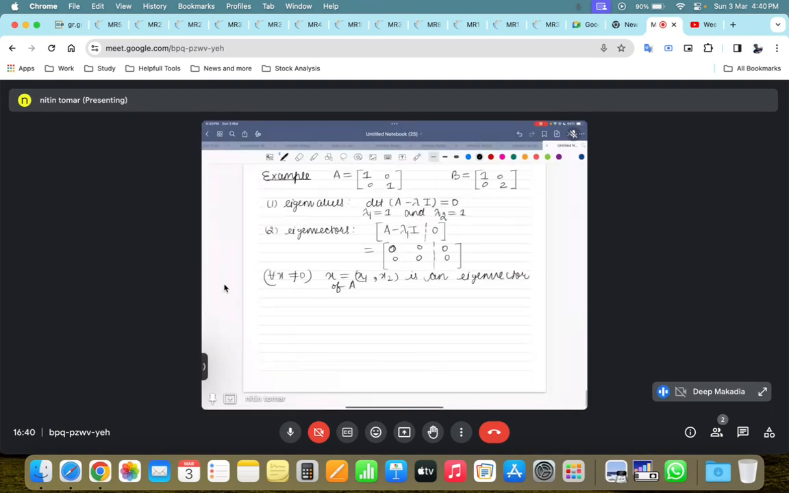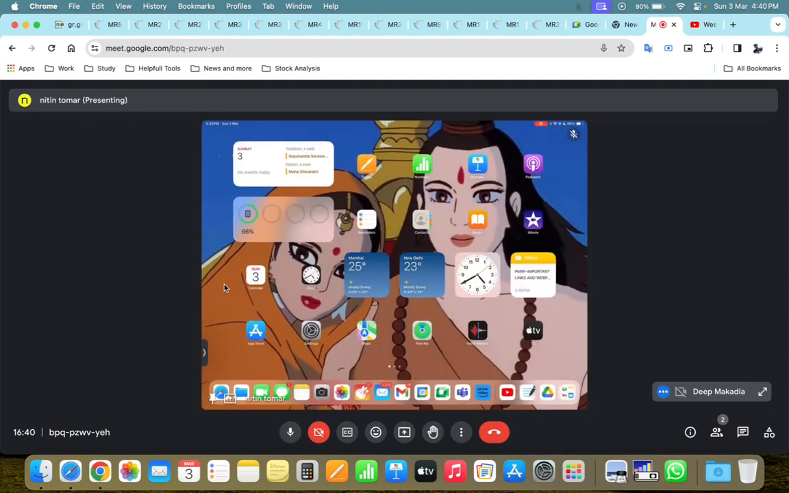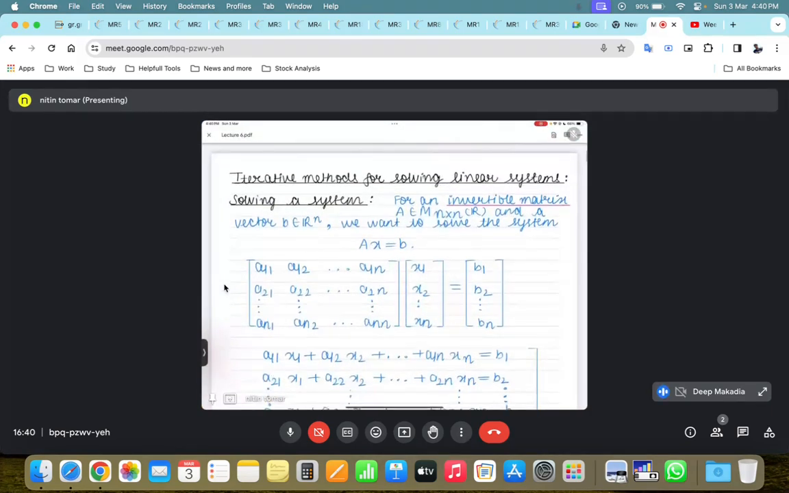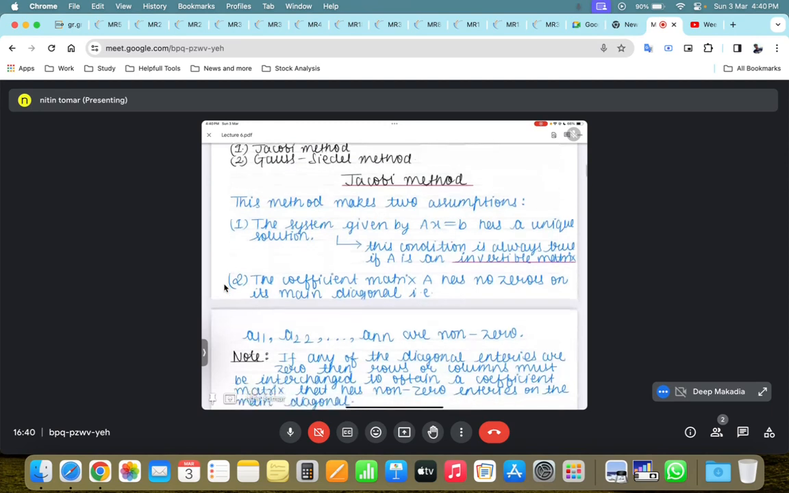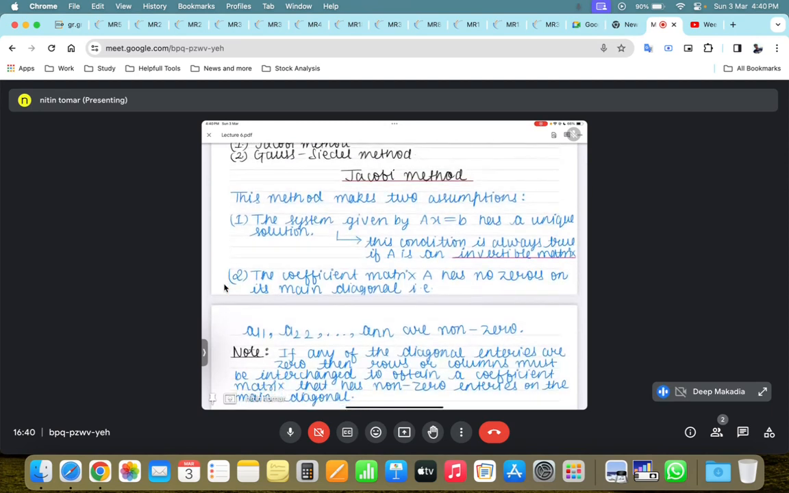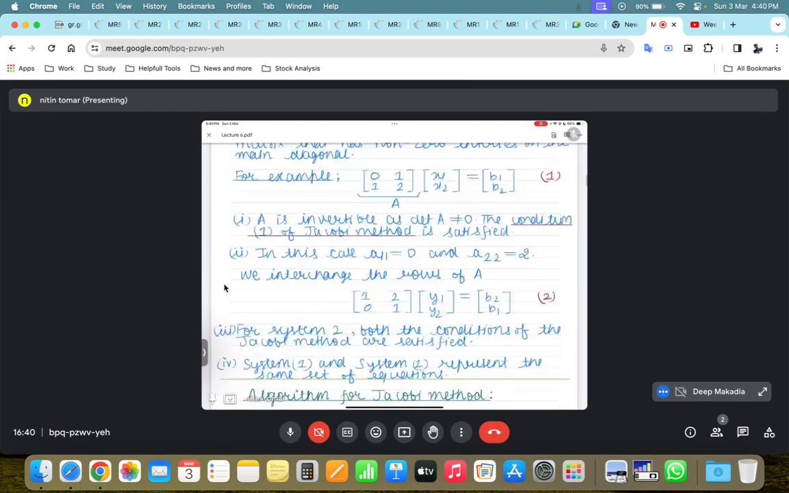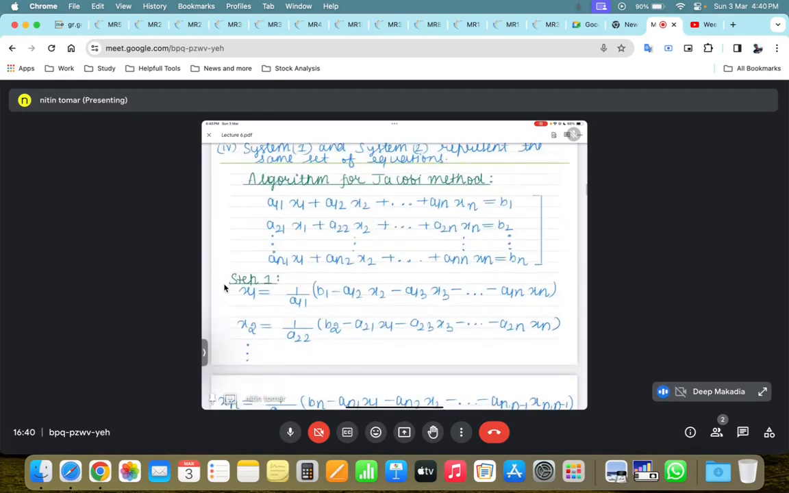So in today's lecture, what we saw is the following. These iterative methods we saw for solving linear systems. One of them was the Jacobi method. Another was the Gauss-Seidel method. We started with two hypotheses of the Jacobi method, the first being that the solution should always exist, then the conditions on the diagonal entries. We saw the step by step algorithm.